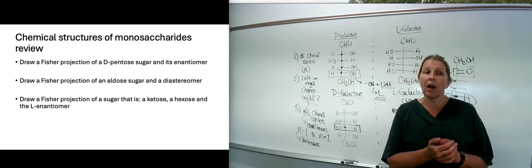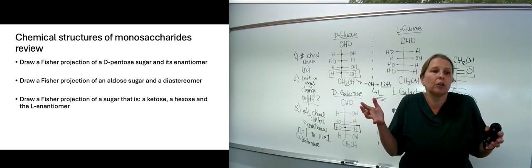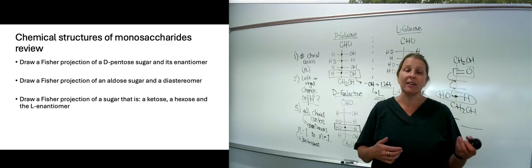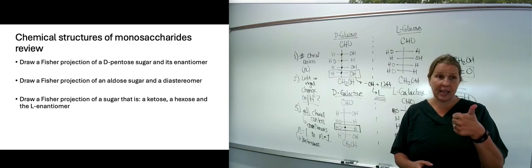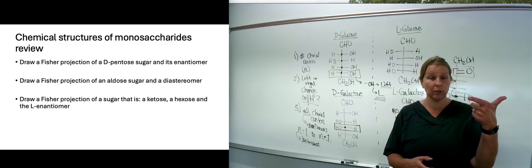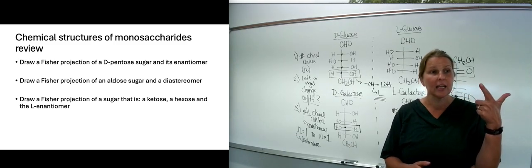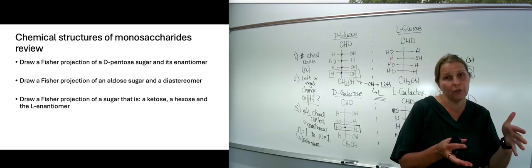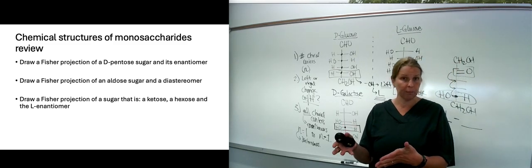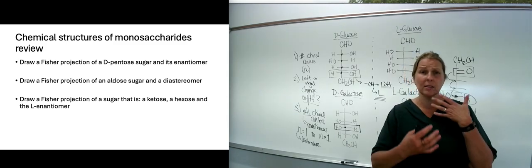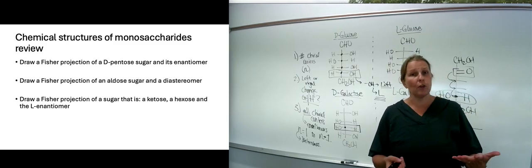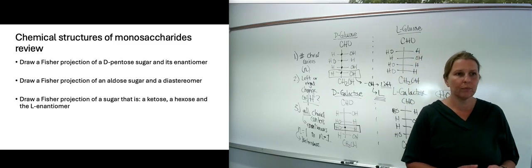Then draw a Fischer projection of any aldose sugar you want, but then draw some diastereomer of it. And then finally, draw a sugar that has a ketose group that is also a hexose. So think about how many carbons that is. And then draw it as the L enantiomer. And then once you're finished with that, could you draw the D enantiomer? And then could you draw a diastereomer? So get some practice with this in the homework, or send me information to see if you have questions about it, please let us know.